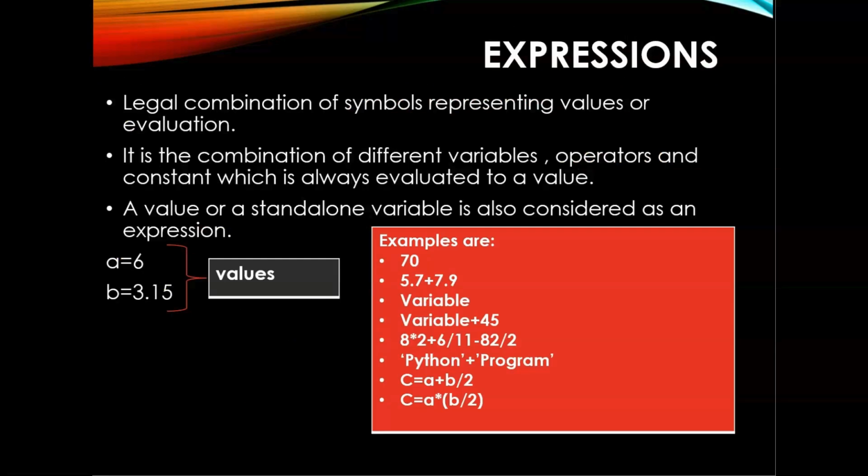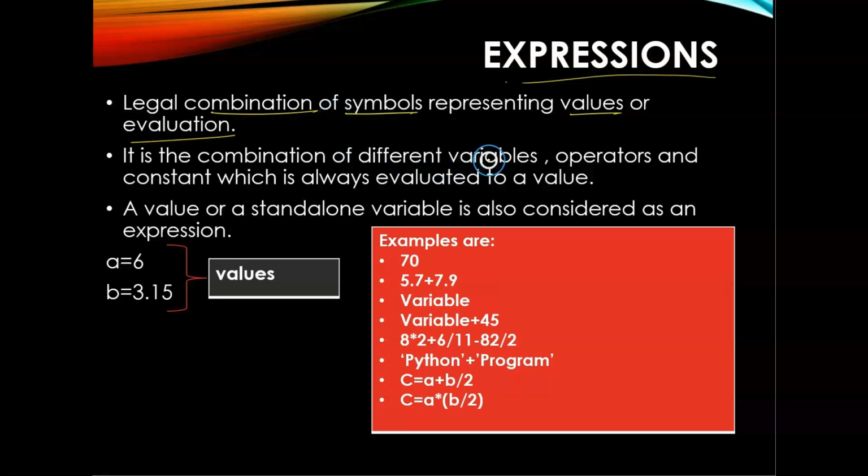So let us see the first part of the barebones of Python, that is expressions. Expressions play a vital role. Let us see what expressions are. A legal combination of symbols representing values or evaluation. We combine symbols, that means the operators: addition, subtraction, plus, minus, star, division. We use the mathematical operators along with the values to evaluate certain expressions.